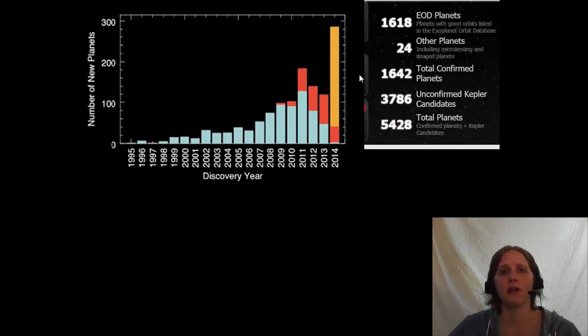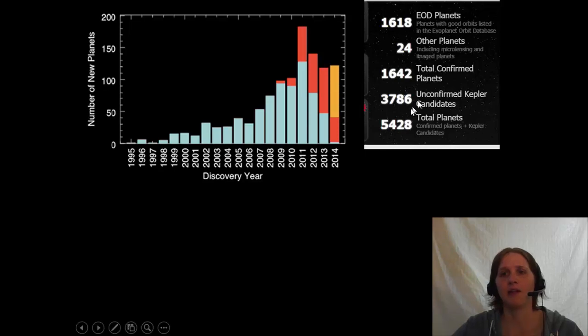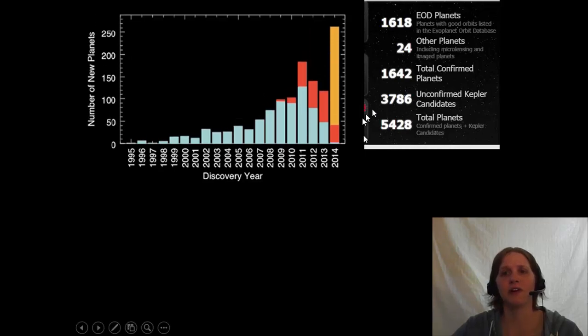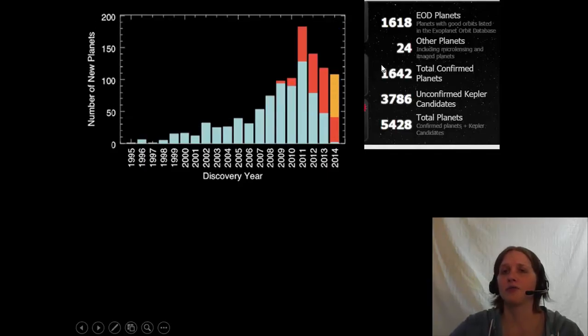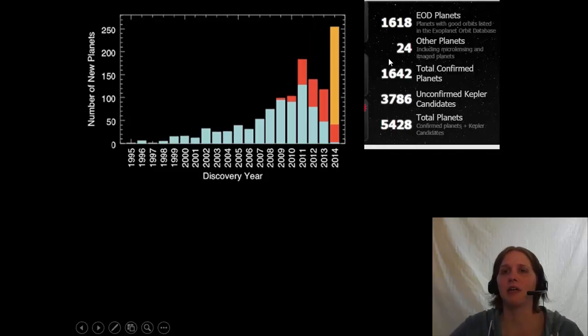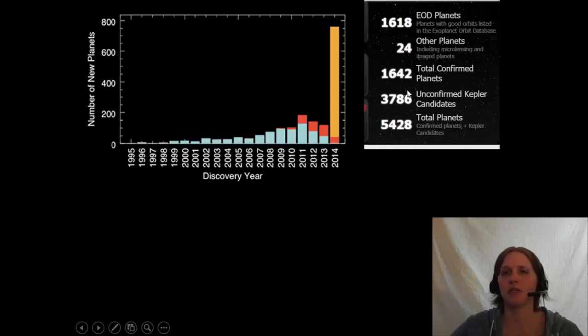So I went on to the online planet database a few weeks ago, and I checked out how many entries there are, and there are almost 5,500 planets listed in that database. Right. Truly confirmed planets with really good data behind them, 1,600. That's still really impressive.